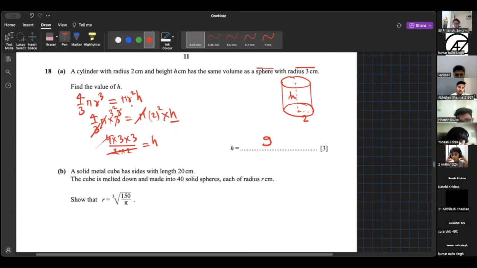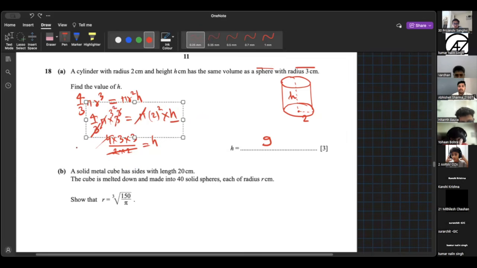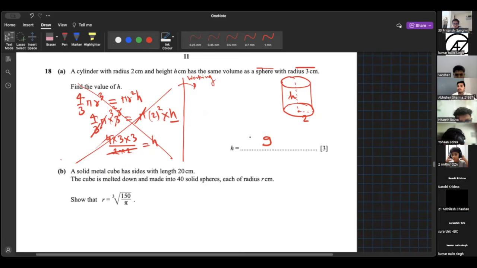Now you can see when I started this question, I was using the left portion. I did not extend this part here and this part here. That was the only reason: if by any chance we end up making a mistake, I still have the scope to cross this out, mark that this is my working, and I still have half the space to work it out.